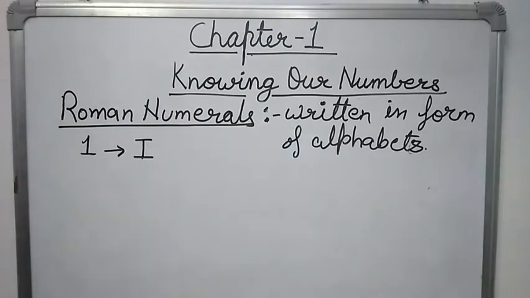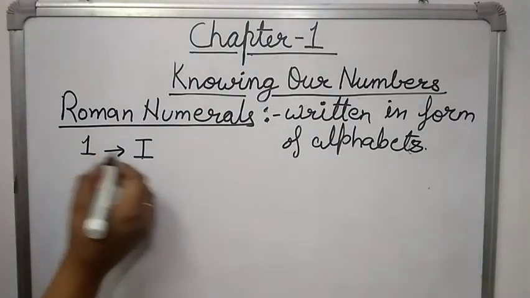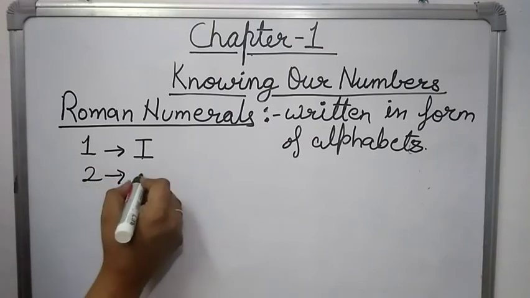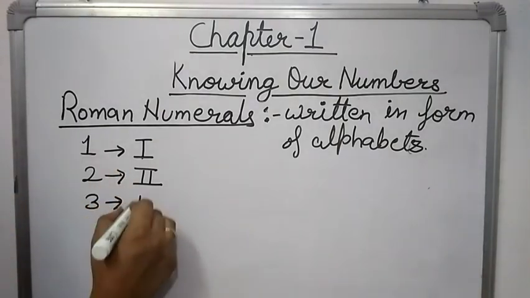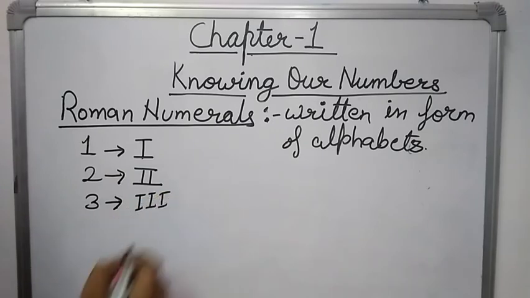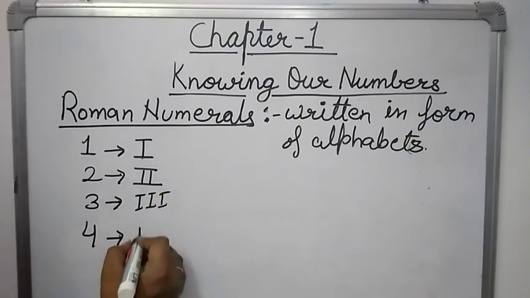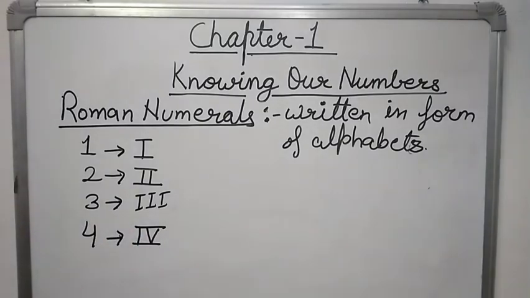But there are some rules for writing numbers in Roman numerals. 1 is written as I, 2 is written as two I's, 3 as three I's, and 4 as I and V, and so on. Like 5 as V, 6. Now there are some points for writing Roman numerals.